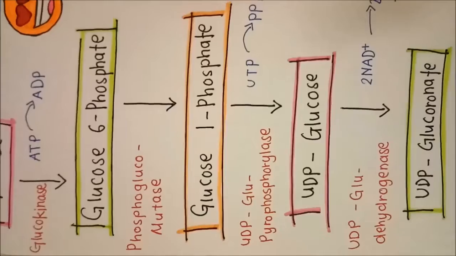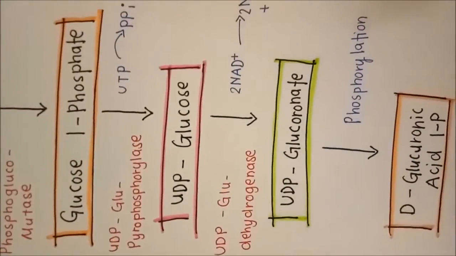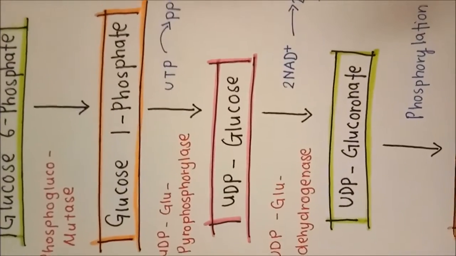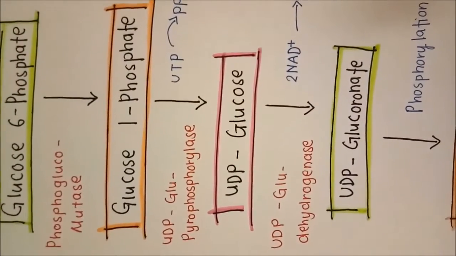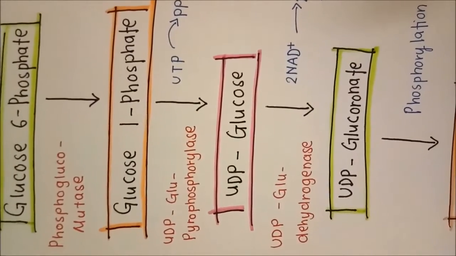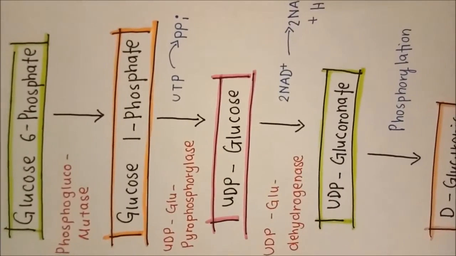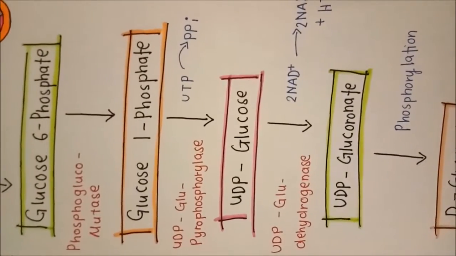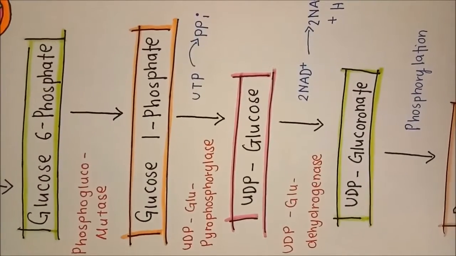It uses phosphoglucomutase. Glucose 1-phosphate is converted to UDP glucose. The enzyme used is UDP-glucose pyrophosphorylase. It also uses UTP to form PPi.